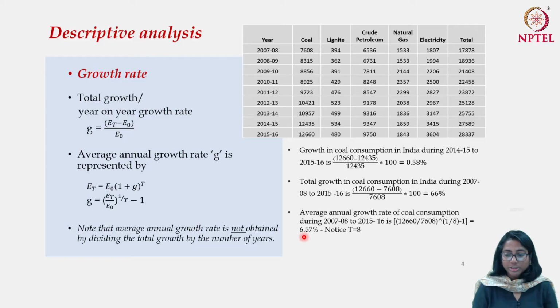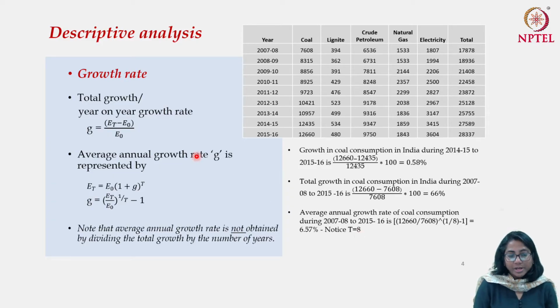So 2 points of caution. Once again, you should not divide 66 by the number of years to get the average annual growth rate. It's a different formula altogether. And the second thing is that, see, when we are choosing the value of t, this is 8. But if you see how many years are here, this is actually 9. So if you have information on 9 years, then your t will be equal to 8 because the growth is taking place for 8 years.